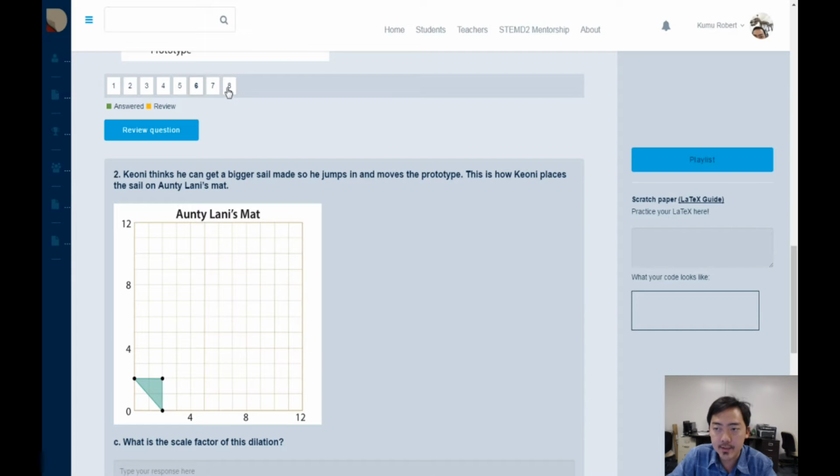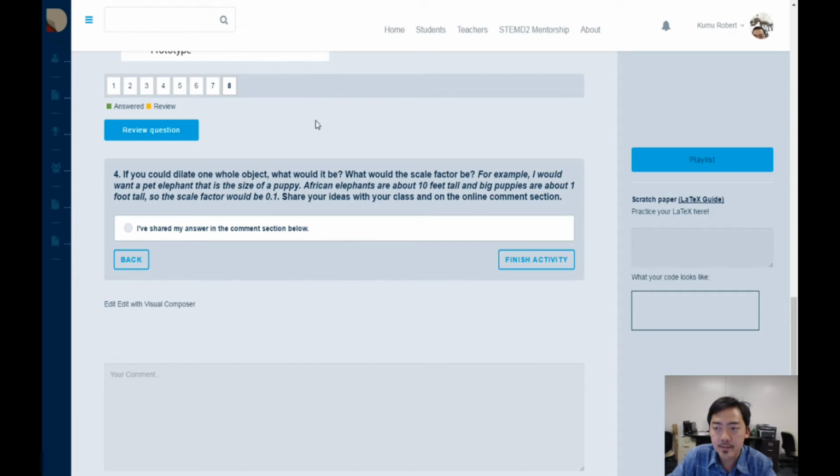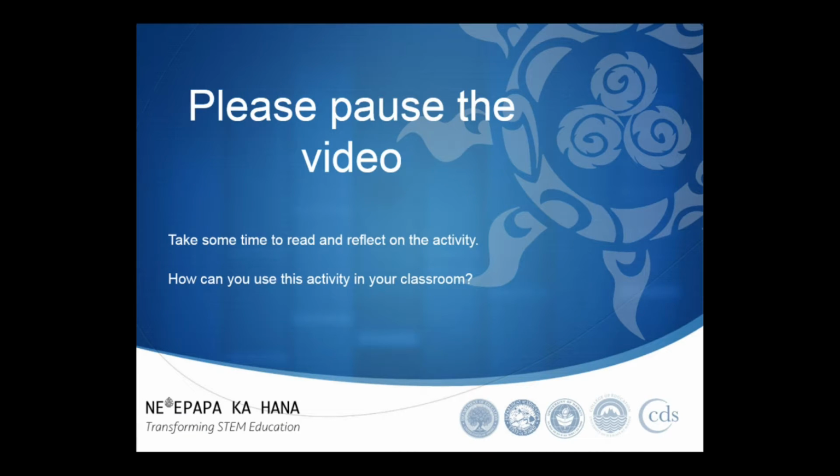Finally, we conclude this activity with an open-ended problem. If you could dilate any object, what would it be? And what would the scale factor be? For example, if you want an elephant that is the size of a puppy, you would want a scale factor of 0.1. That's it for this activity. Please go ahead and pause the video and give it a try. Let us know what you think.